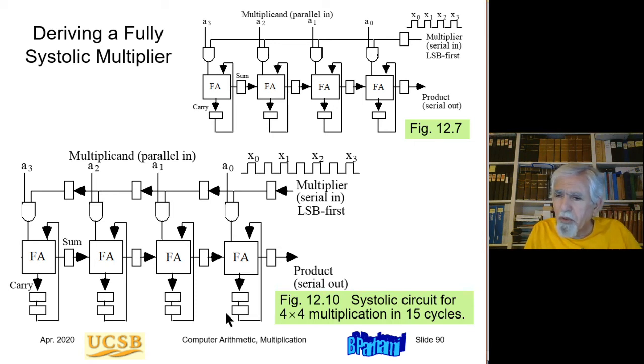So I've removed all the long paths, the original long path up here, and the long path in the second design that was here. Neither of those exist. But the price that I pay is that I need twice as many clock cycles for the serial input.